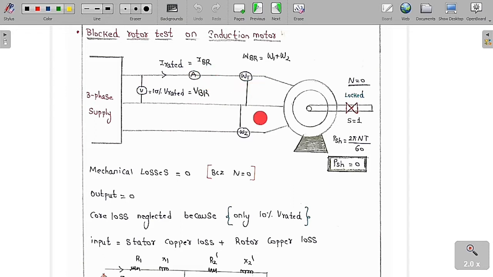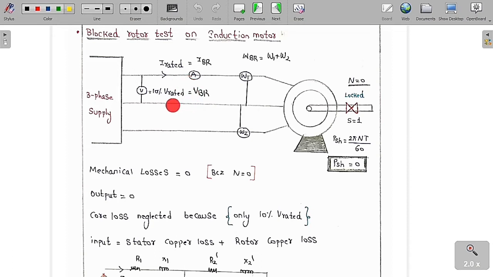So we are going to use the two wattmeter method to measure the amount of active power which is consumed by this induction motor in this test. We need only 10% of rated voltage, a very small amount of voltage, which is required to produce a rated current in the stator.